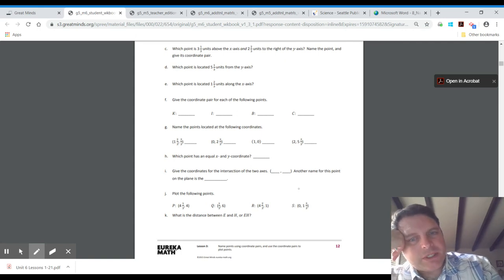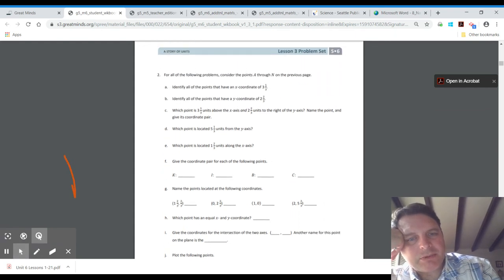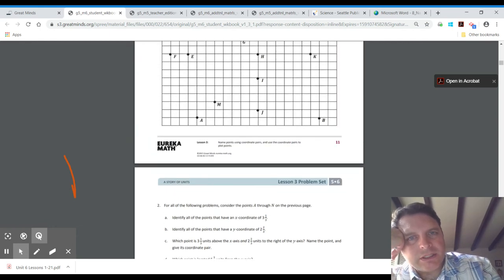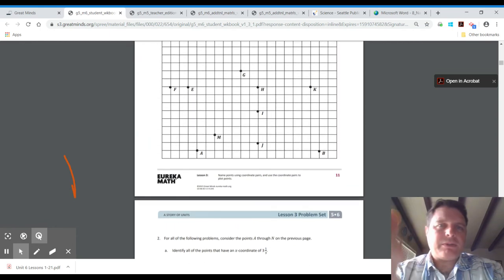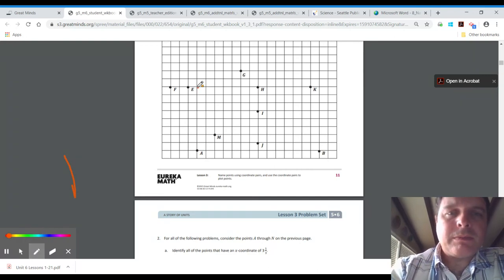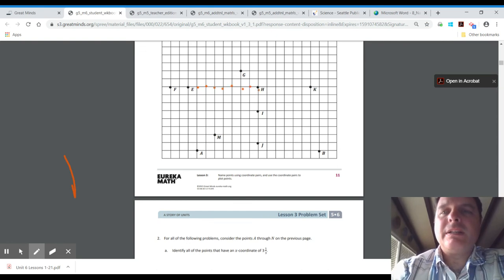Okay. And what is the distance between E and H? Or EH. Okay, so I can help with that one. I'm going to let you plot the J points, guys. E and H. Here we go. So E and H, you can count those points. So you go 1, 2, 3, 4, 5, 6, 7, 8. So it's 8.